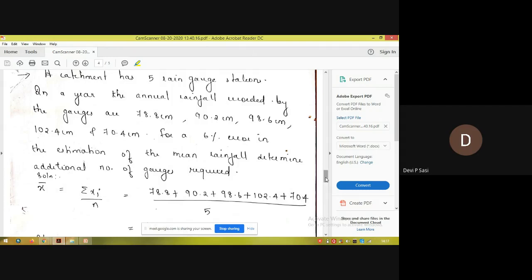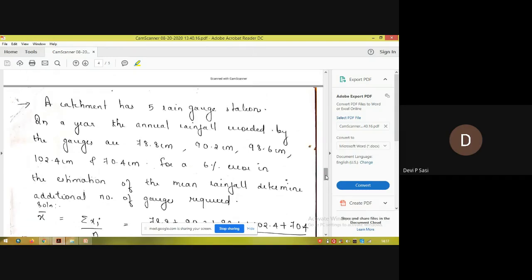Okay. So, what is the number of rain gauge stations? A catchment has 5 rain gauge stations. So, the number of rain gauge stations is 5. N is equal to 5. Then the rainfall obtained there is 78.8 centimeter, 90.2, 98.6, 102.4 and 70.4. For a 6% error in the estimation of mean rainfall.